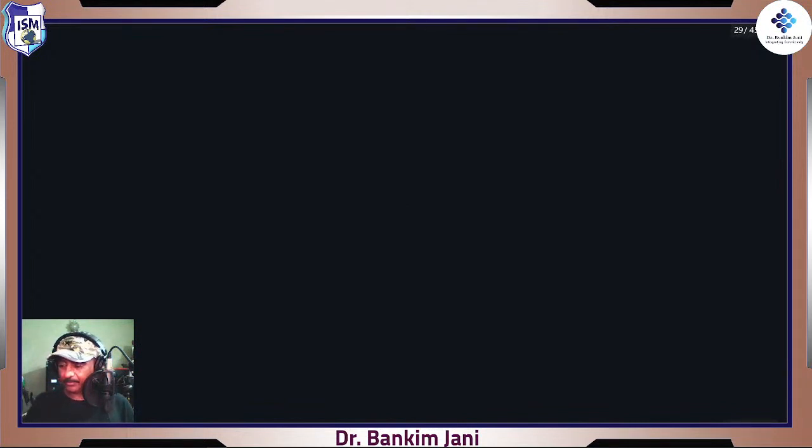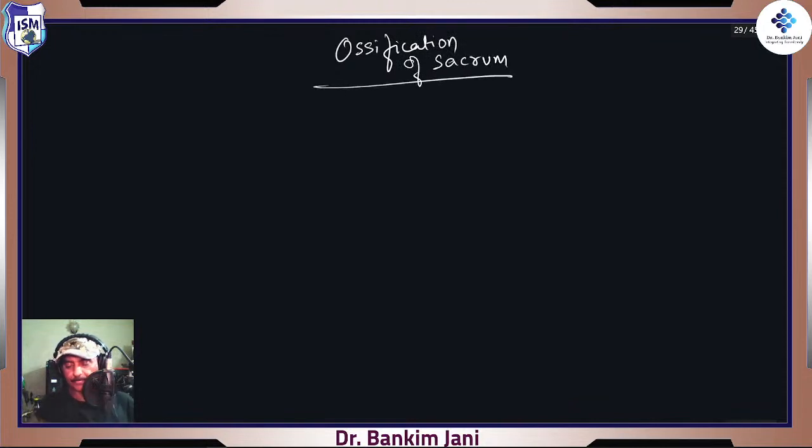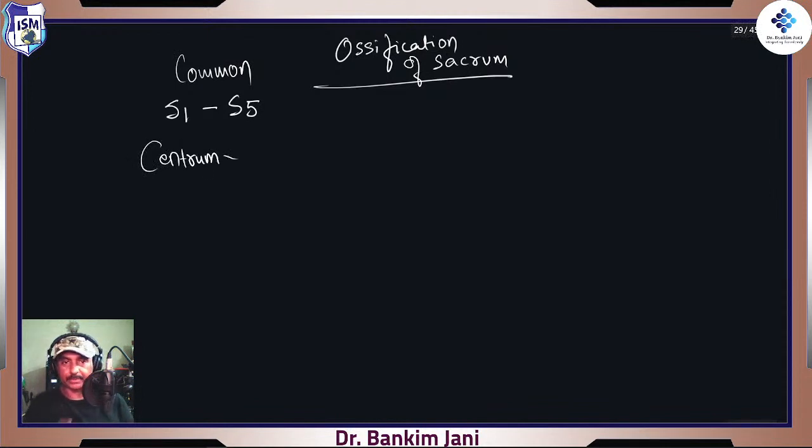Now the ossification of the sacrum. For S1 to S5, some are common. There are 5 vertebrae, so these are the common ossifications for them. One, as we said, is the centrum. Centrum means that body, right? It is for everyone, so 5 bodies, S1, S2, S3, S4, S5. So there would be 5 primary ossification centers.